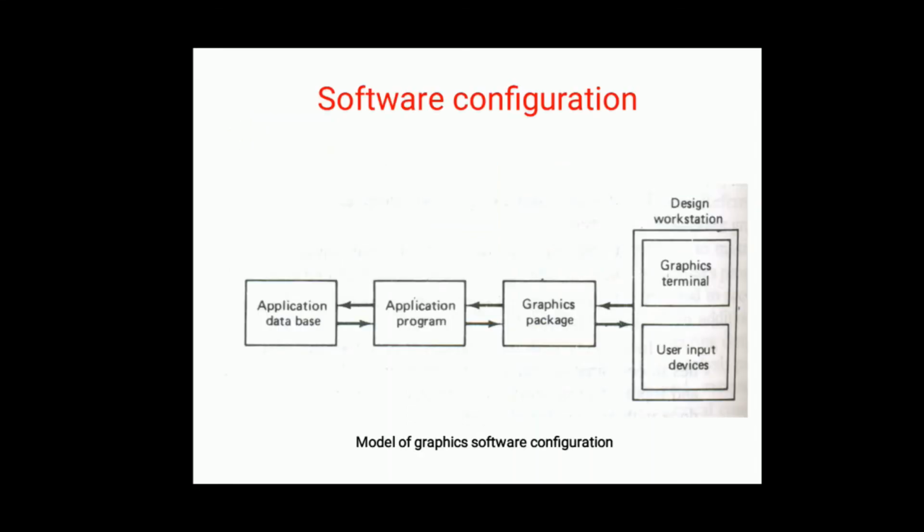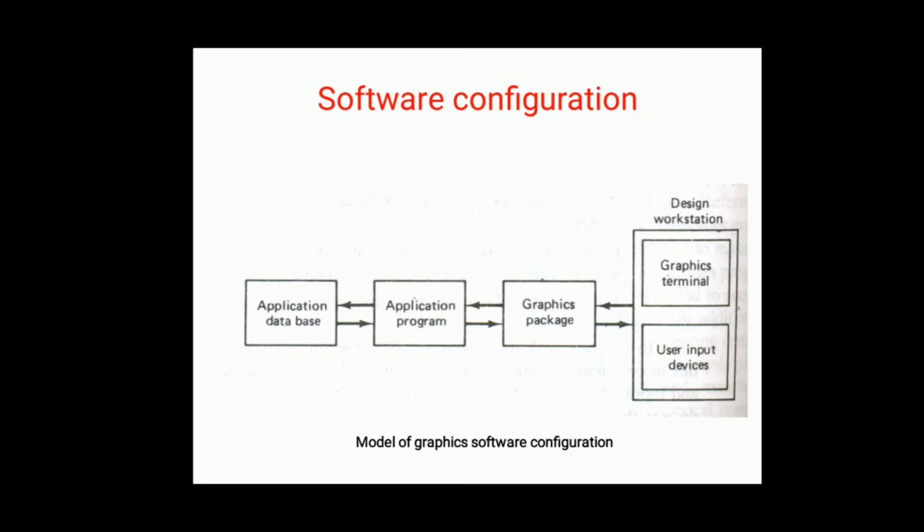The next point is the software configuration. In that software, the graphics terminal, how is it configured? You will see first the application database, then the application program, graphics packages, and the last one is the design workstation, with input and graphical terms. So we give some input here in the design workstation of that part.